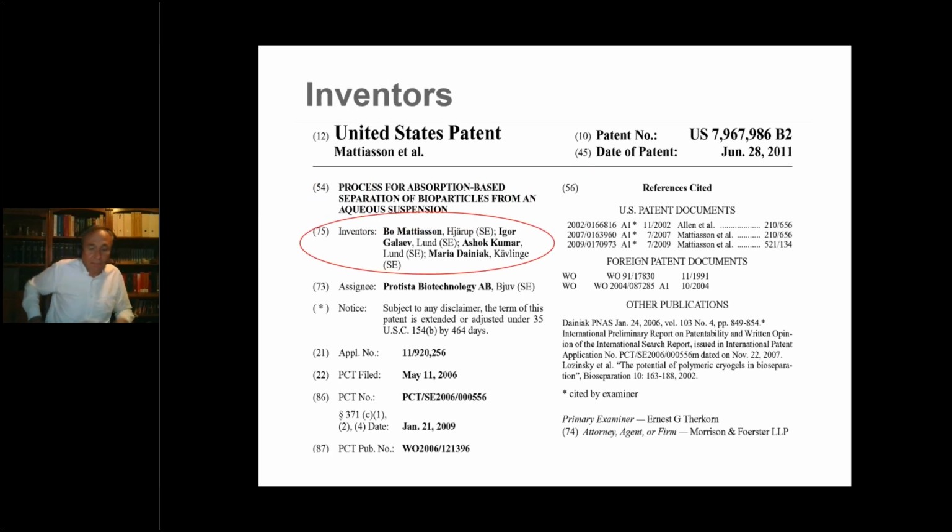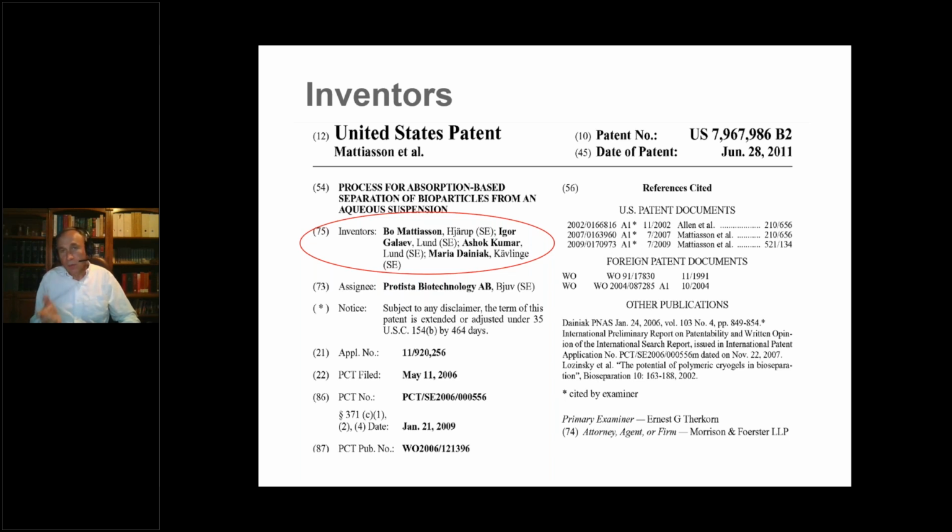Below that we see the inventors listed. Bo Mathiasson was my professor when I did my PhD, and Igor Galiev was in the same lab with me for a couple of years. We worked together, became good friends. And you see that in the US patents, the city and the country in which they live is listed. So Bo lives in Europe, Igor lives in Lund, and SE means Sweden.